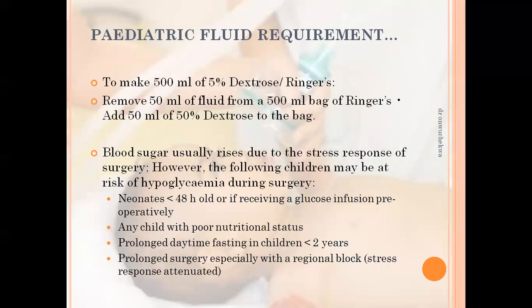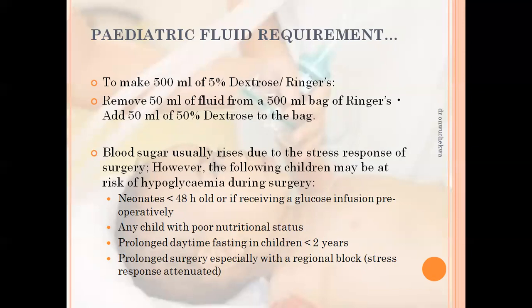So to make 500 mils of dextrose in Ringer's, we take 50 mils of 50% dextrose and add it to 450 mils of the Ringer's to get 5% dextrose in Ringer's. Blood sugars usually rise due to the stress response of surgery. However, the following children may be at risk of hypoglycemia during surgery. Those are neonates who are less than 48 hours old, or those receiving a glucose infusion preoperatively.